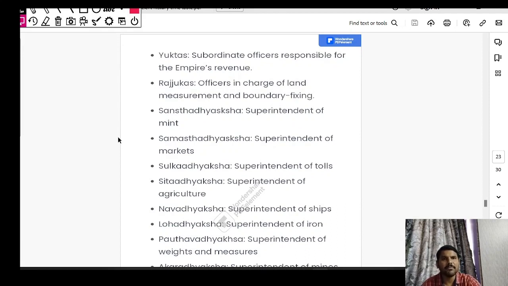You have to read multiple times because there's nothing much to explain. Read multiple times and try to remember them. After answering the questions, you will understand which is important and which is not. See, Navadyaksha means ships. It is there in the name also. So this is how the administration was carried on. You have to just write these things down and remember.